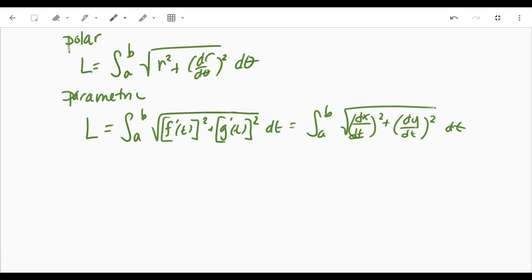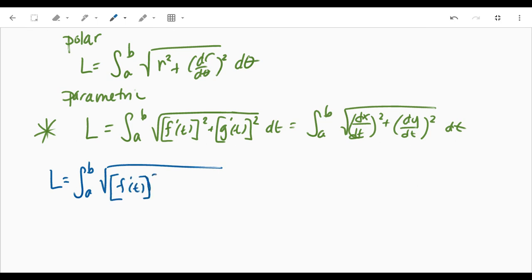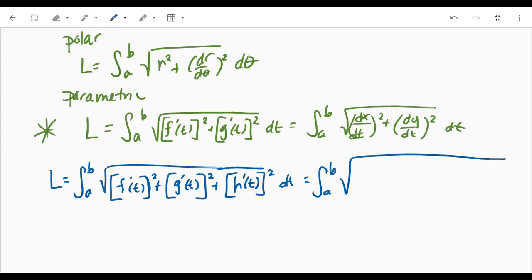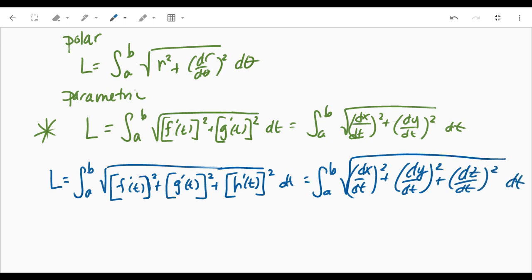Okay, and focusing on that parametric because it's the same in 3D. The integral from a to b of the square root of f prime of t squared plus g prime of t squared plus h prime of t squared dt, or the integral from a to b of the square root of dx dt squared plus dy dt squared plus dz dt squared dt.